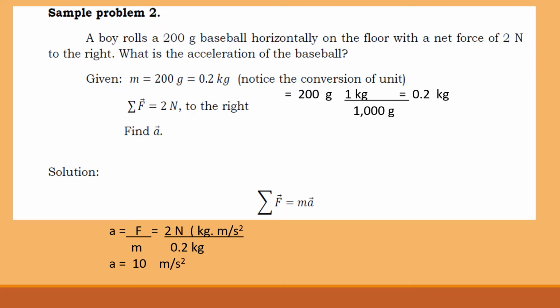Okay, so what is asked in the problem is acceleration. If you could remember, the equation for acceleration is force divided by mass. So the force is 2 newtons or kilogram meter per second squared divided by the amount of mass. The mass is 0.2 kilograms. So 2 divided by 0.2, the answer is 10. Cancel kilogram and kilogram. What is left now is meter per second squared. So the answer for acceleration is 10 meters per second squared.